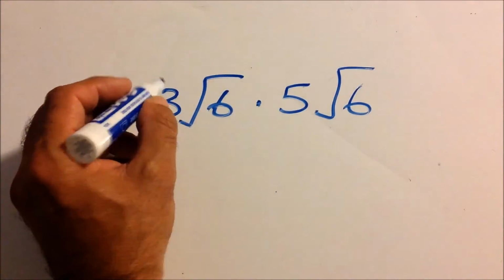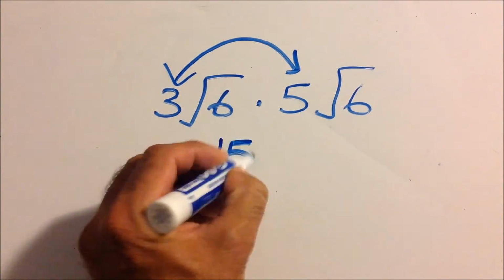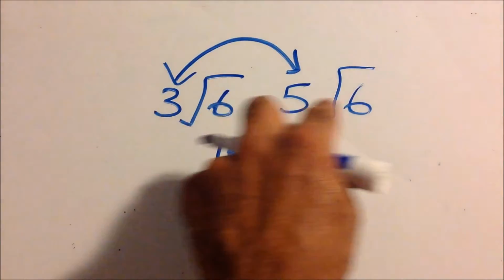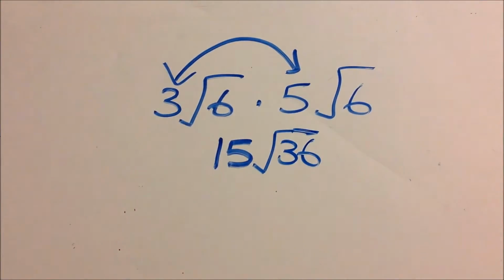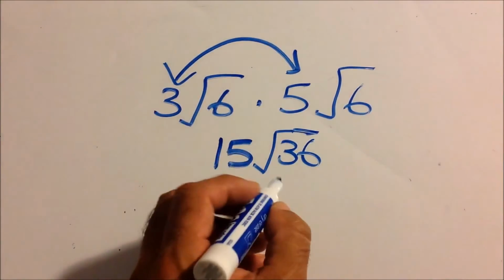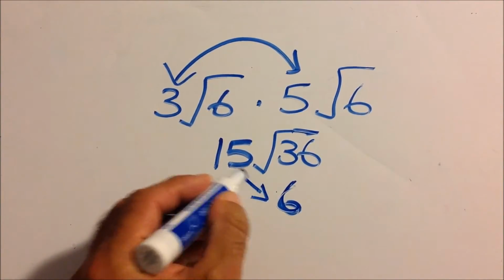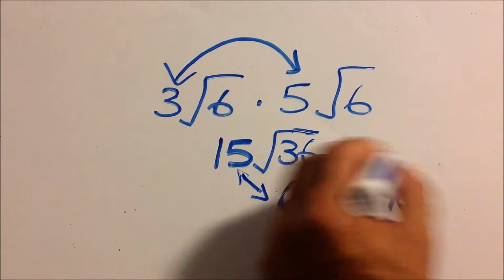Okay, again, you can multiply the integers. So 3 times 5 is 15, so we have a 15 out. It's free. And then the radicals, 6 times 6 will be the square root of 36. And what do we do from there? Okay, well, the square root of 36 is 6. So the 6 is now free, and we have the 15 that was already free, so 15 times 6, and the answer will be 90.